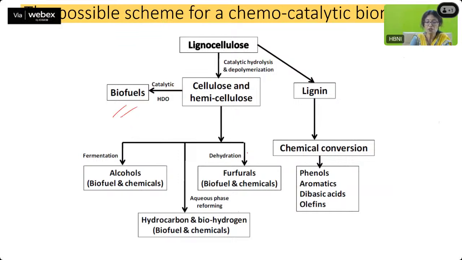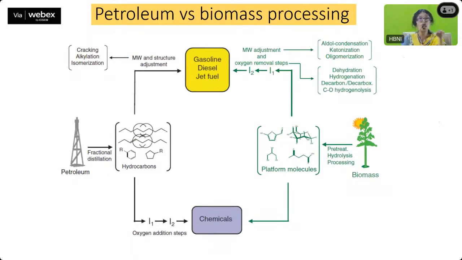Or else you can have dehydration reactions giving furfurals. You can have aqueous phase reforming where you will get biofuel and chemicals like hydrocarbon and biohydrogen. Whereas you can have fermentation processes of the cellulose and hemicellulose, and it is going to give you alcohols, biofuels and other chemicals.